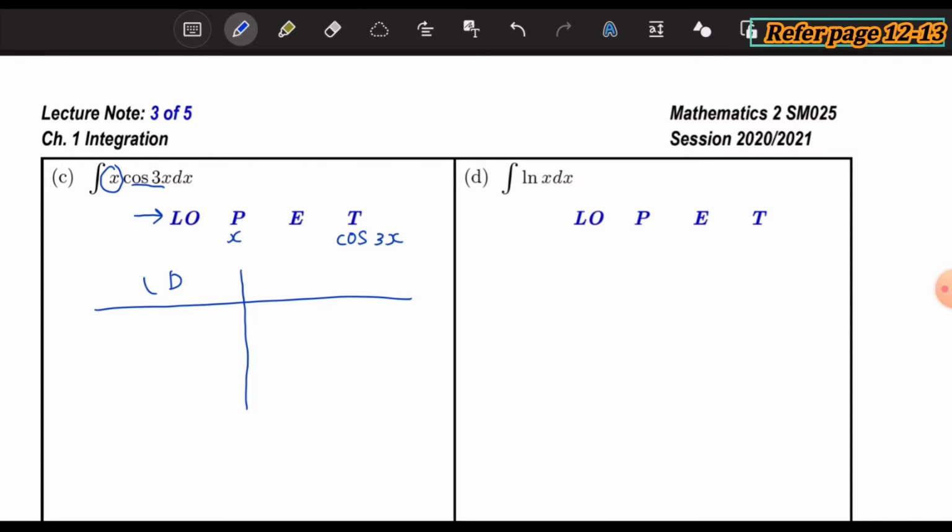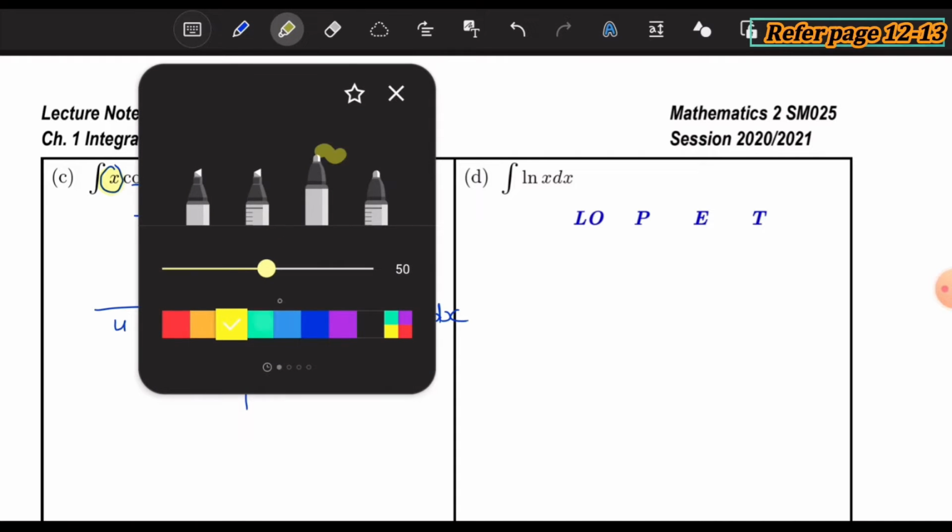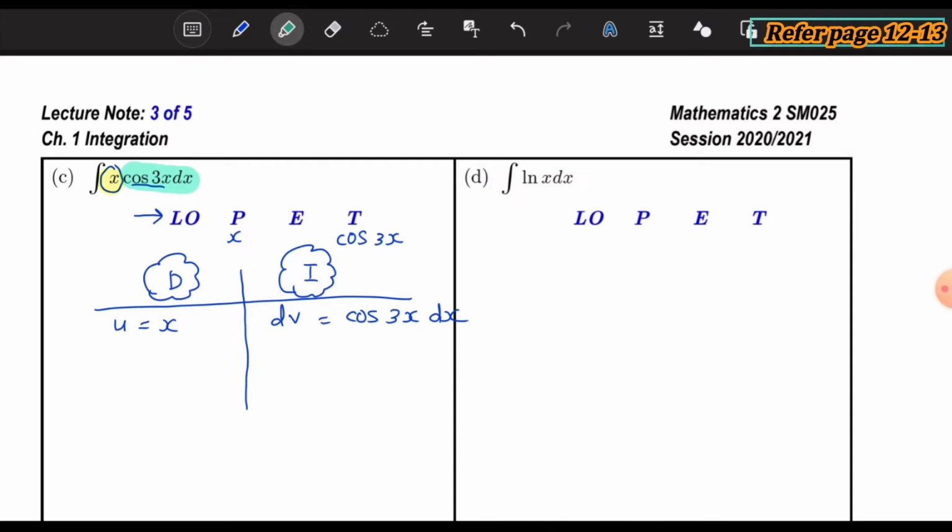We have to differentiate u, and u is x, and we have to integrate dv. dv is cos 3x dx. X is u and cos 3x dx is v. Because we need to compare with the formula integrate u dv. Okay, so integrate u dv is the formula for by parts technique.